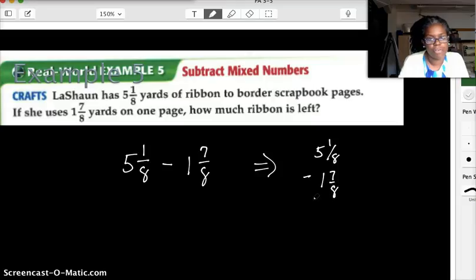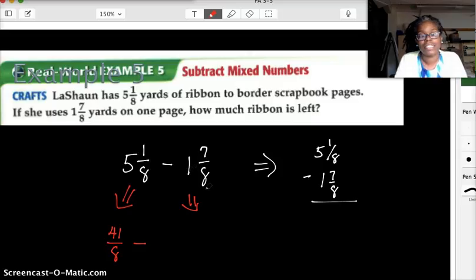And we can talk about regrouping. We just did it. I'm not going to do this by regrouping first. Let me put this in red. I'm going to do this by making everything improper fractions. So if I make this an improper fraction, it becomes 41/8. Remember, 5 times 8 is 40, plus 1 more is 41. So 41/8 minus, this is going to become 1 times 8, which is 8, plus 7, which is going to give me 15, so I have 15/8.